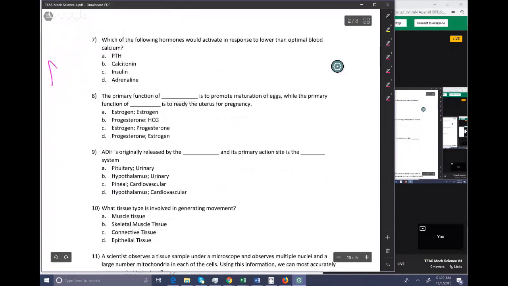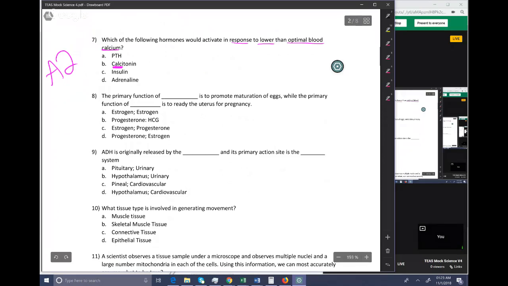7 is also from Anatomy 2. Which hormone would activate in response to lower than optimal blood calcium? So the trick of this is remembering. Hopefully you remember that there's 2 of them that do one thing, and then there's 1 of them that does the other thing. Remembering which one is which with the ones that have the calci is kind of difficult.